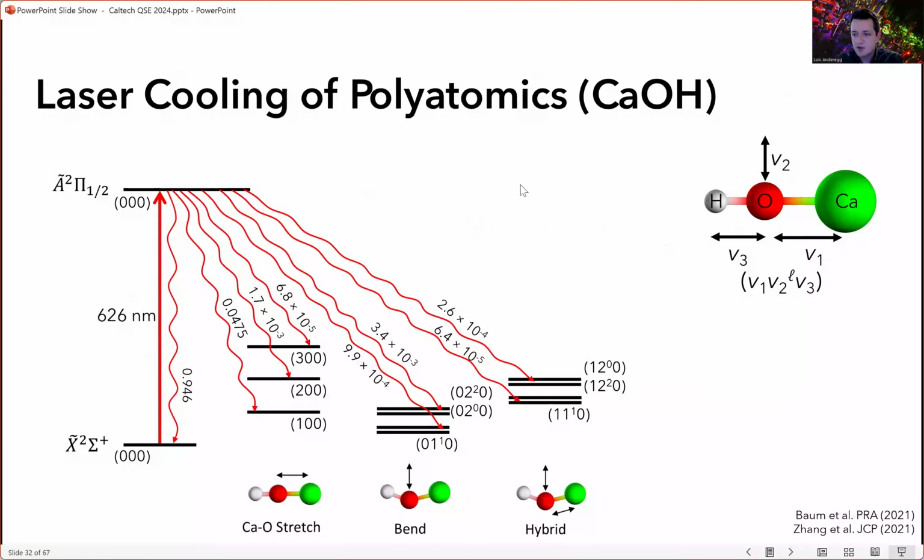The molecule we've been working with over the past few years to achieve this is CaOH. There are a few additional degrees of freedom beyond just the vibrational degree of freedom I talked about earlier. This vibrational degree of freedom gets replaced with these stretching modes, and now you also have this bending mode, as you can think of the molecule bending. And you have some hybrid mode of a combination of the molecule bending and some stretching going on. These are all the decays we need to deal with in order to laser cool this molecule.